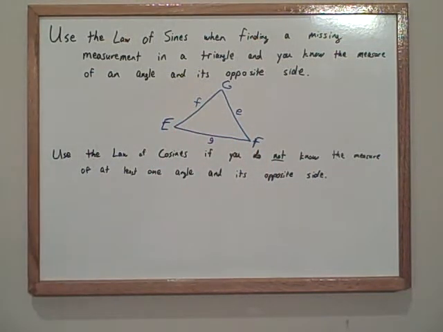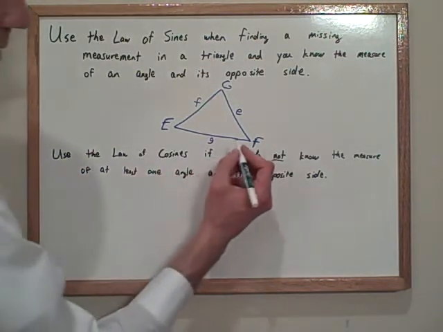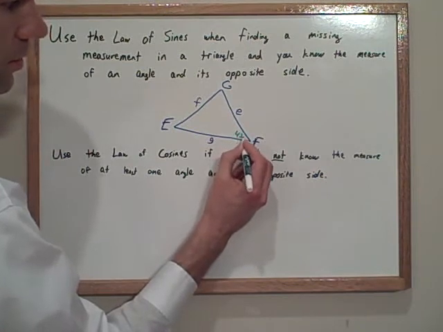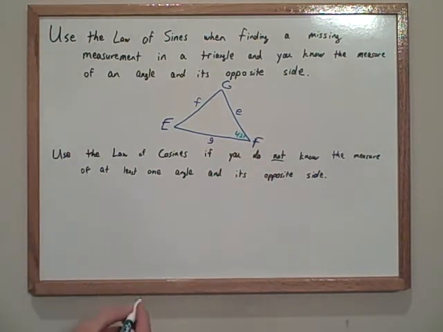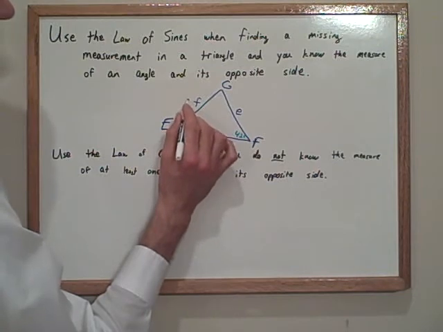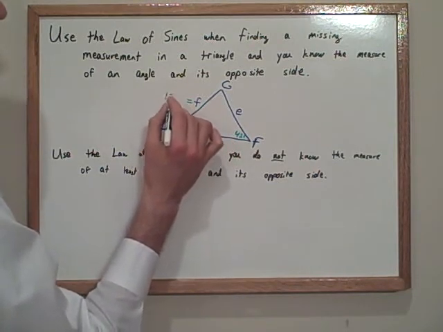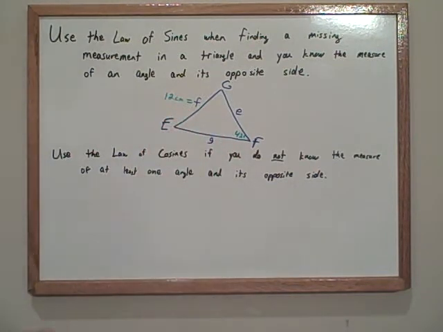Now, we will use the law of sines when we're finding a measurement in a triangle and you know the measure of any angle and its opposite side. So let's suppose that the problem was set up like this. Let's suppose they told us the measure of angle F, that it was 42 degrees. And they also told us that little f was, I'll make this up, 12 centimeters. In a situation like this, we would use the law of sines.